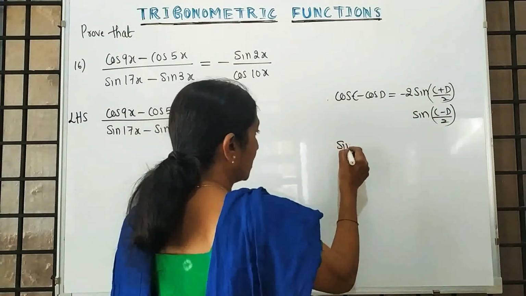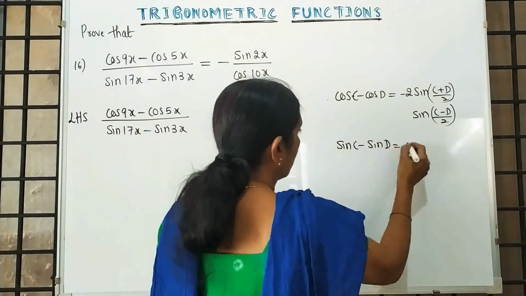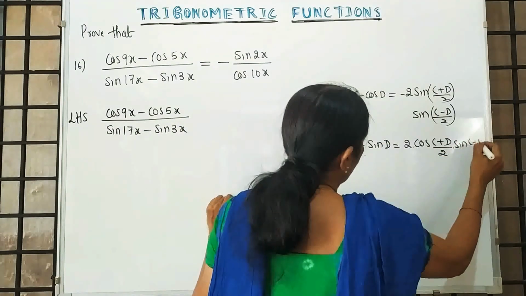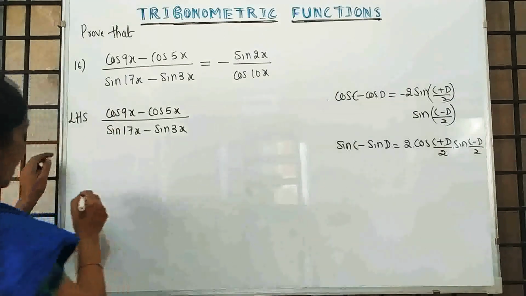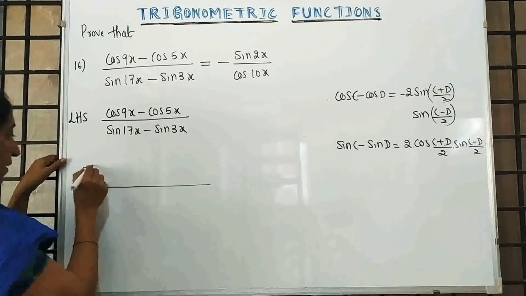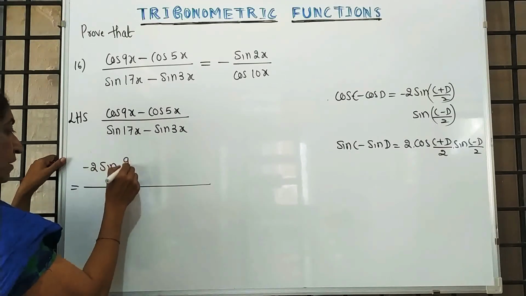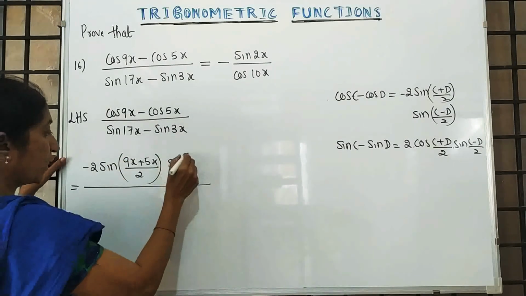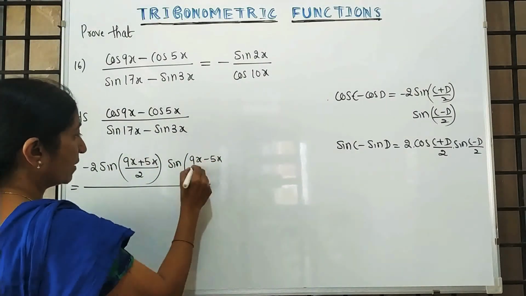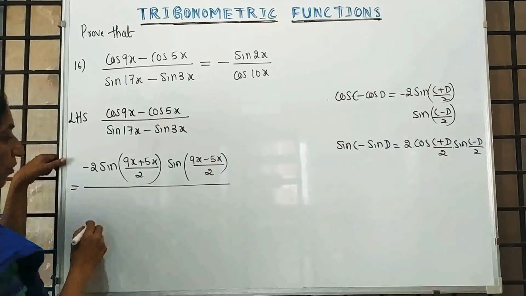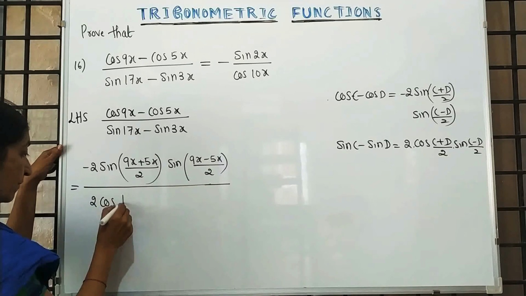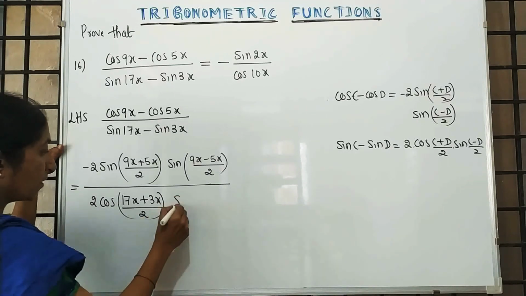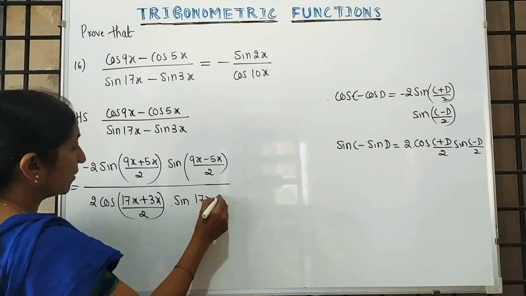Next we are applying sin c minus sin d. Sin c minus sin d is 2 cos c plus d by 2 into sin c minus d by 2. So for the numerator, minus 2 sin c plus d by 2 into sin c minus d by 2. Denominator is 2 cos c plus d by 2 into sin c minus d by 2.